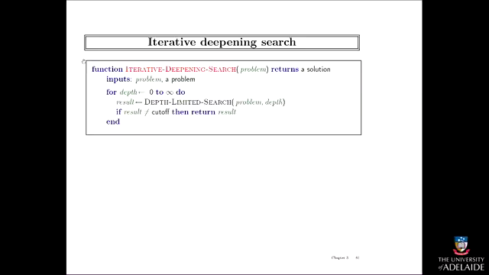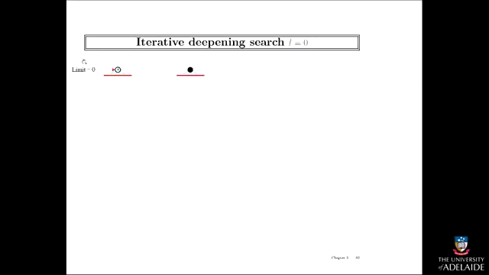So we'll set the depth to 0 and do a depth limited search. Then we'll set the depth to 1 and do a depth limited search. Then we'll set it to 2 and do a depth limited search. So that might seem like a really dumb thing to do at first sight, but in some sense we end up getting the best of breadth first and depth first. Not completely, but so here's what we would do.